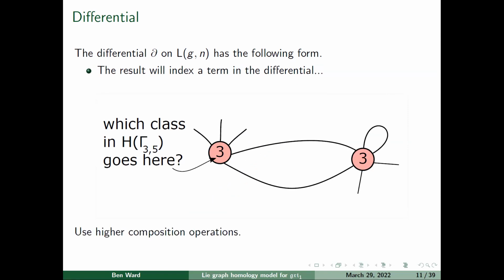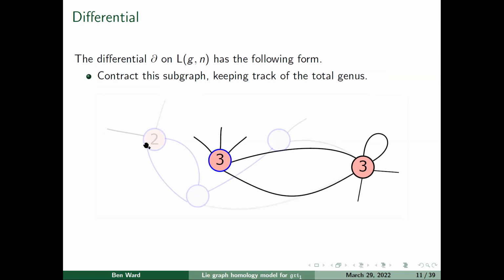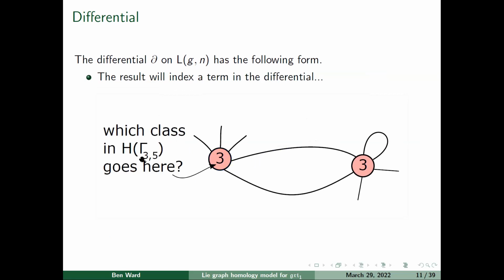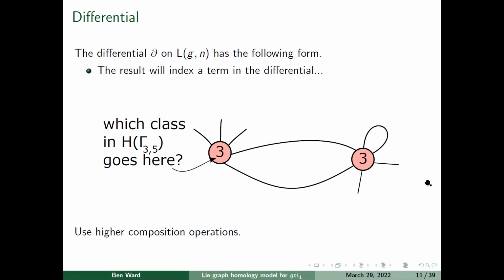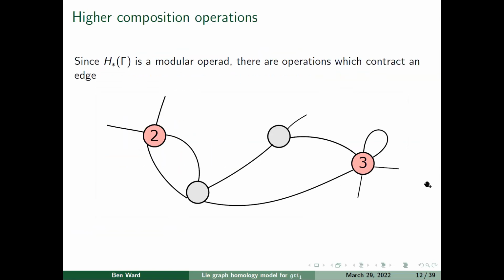That's some sort of higher composition operation that I need to define for you, right? I started out with a homology class labeling this guy here, which was genus 2, n equals 4. And now I somehow need to end up with a class of genus 3, n equals 5. How do I do that? Well, okay, let's first appreciate that we know how to sometimes do it. So I've told you that the homology of these gammas forms a modular operad. So that means there are some operations which contract edges.